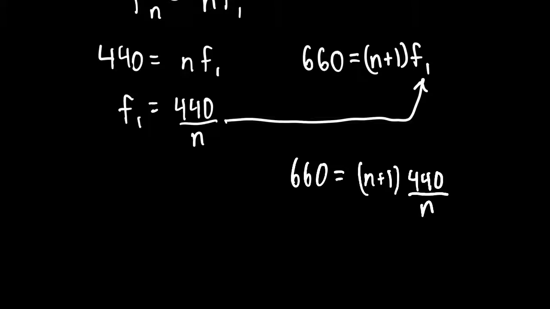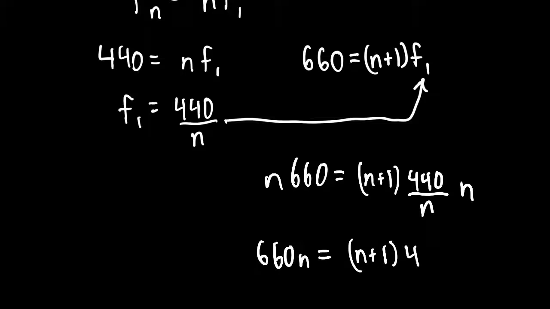Okay, how do I solve this for n? Distribute? So I could multiply this into everything, but then I still have a fraction. I hate fractions. How many of you hate fractions? They're awful. I want to get rid of them. So I can multiply the n to the other side and get rid of all fractions. So that's what I would do first. Multiply both sides by n. So I have 660n equals n plus 1 times 440.